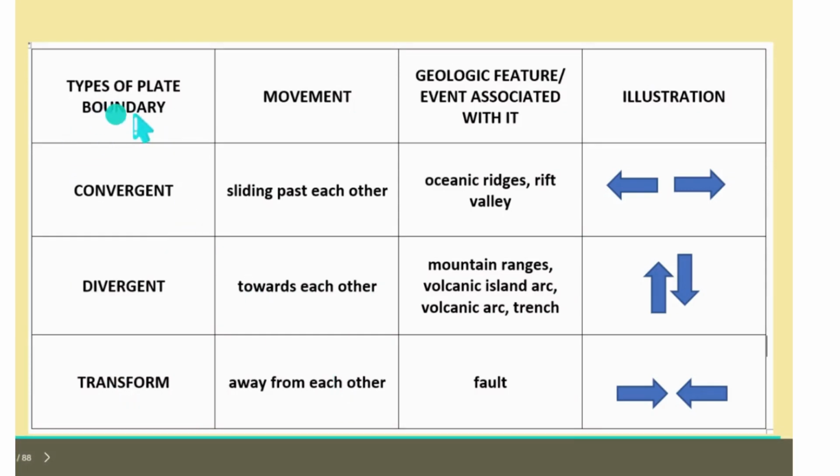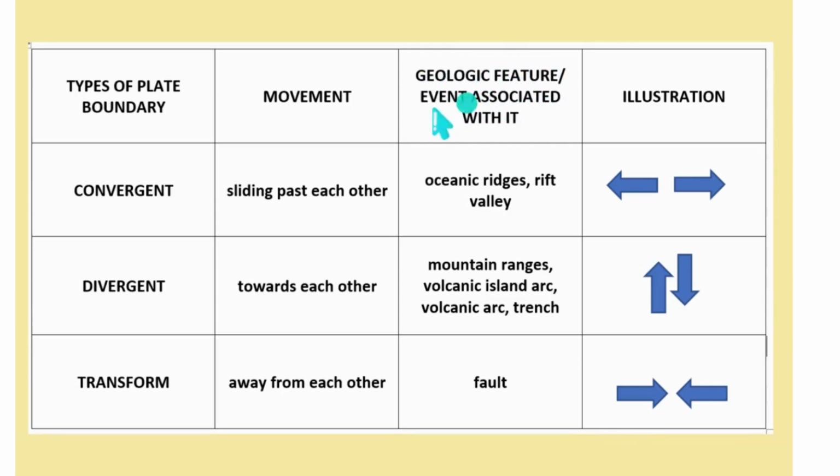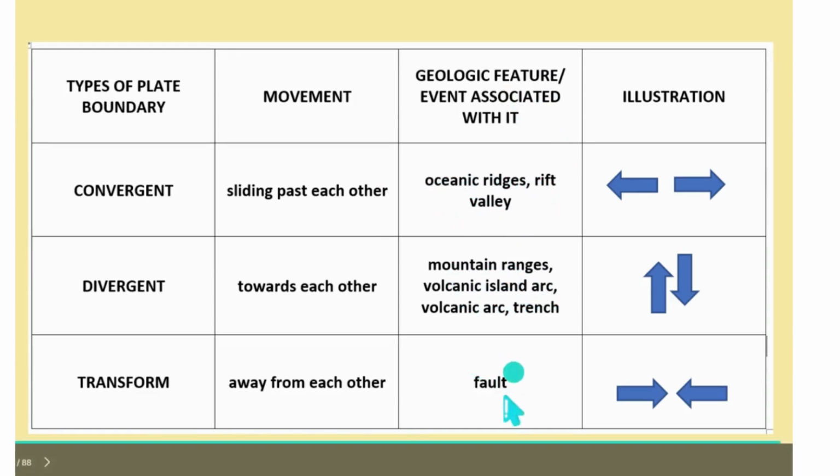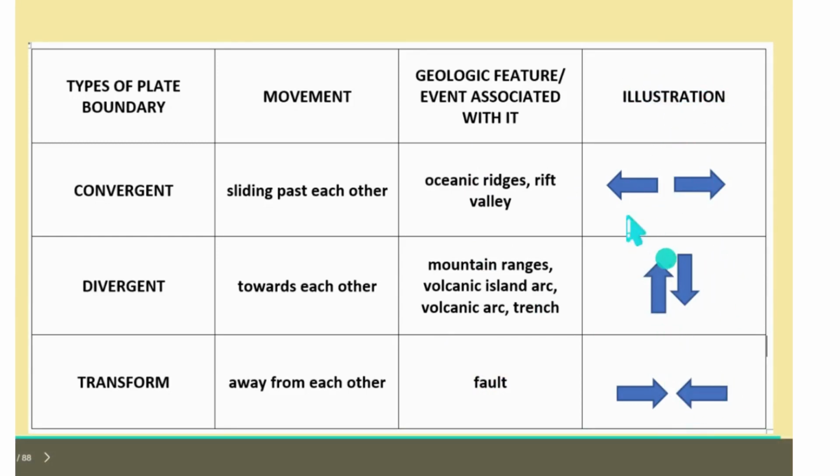So in column 1, we have the types of plate boundary: convergent, divergent, and transform. In column 2, these are the movement, but these are not correctly placed. So you have to put these terms in their correct places. Also, the third column is the geologic feature or event associated with it. So you have to put all these terms in their correct places also. For the illustration, you also have to put all these in their correct places.